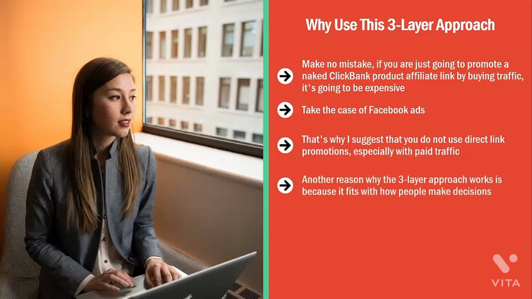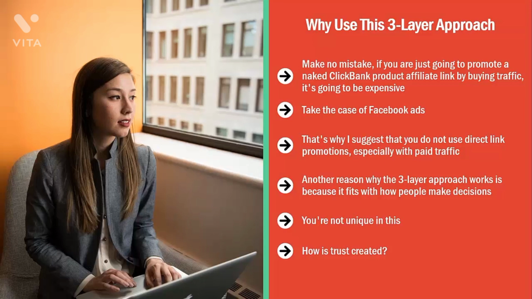Another reason why the 3-layer approach works is because it fits with how people make decisions. Let me ask you, when was the last time you bought something from a complete and total stranger? I would venture to guess that it has been a long time, if at all. You're not unique in this. Most people do not buy from total strangers. We buy from people we trust. How is trust created? Well, first of all, we must like the options the salesperson presents us with. For us to like these options, we must feel that we know enough about what's out there.